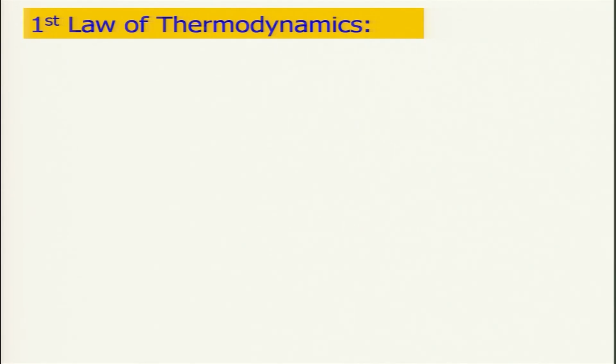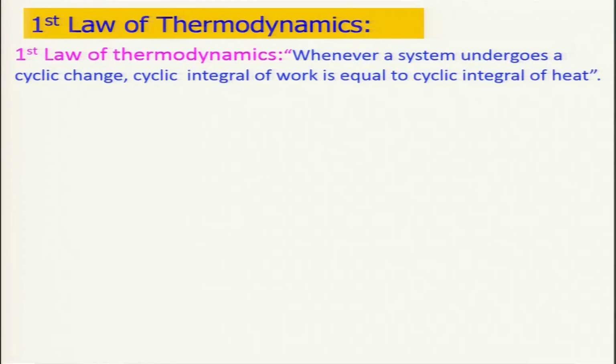This law was developed by conducting experiments by the famous J.P. Joule, who carried out a series of experiments, and he found this law based on experimental observation. It states that whenever a system undergoes a cyclic change, however complex the cycle may be, the cycle integral of work is equal to the cycle integral of the heat. What is the meaning of that? It says that the cyclic integral of dQ is proportional to the cyclic integral of work.